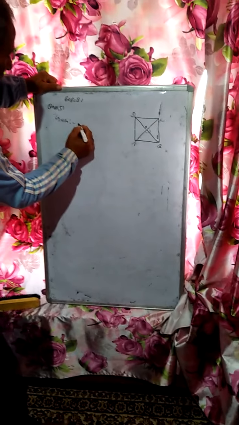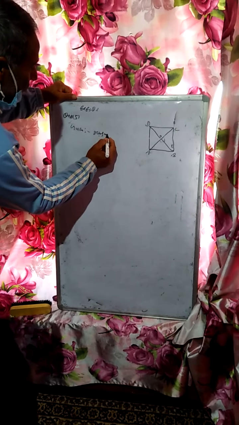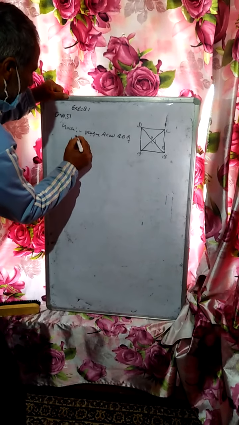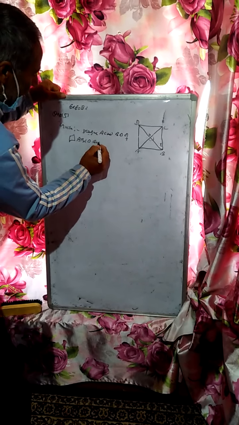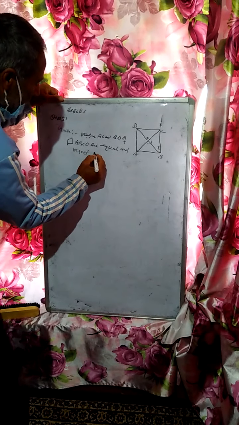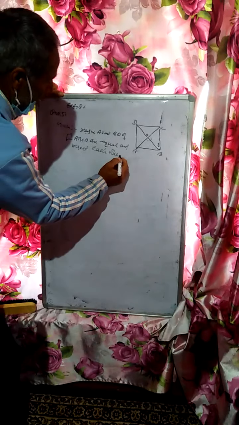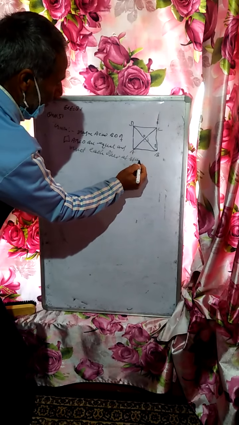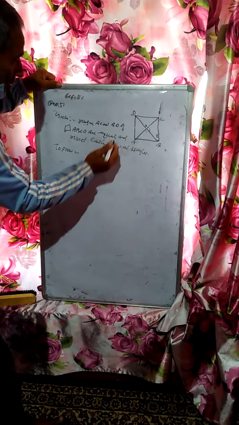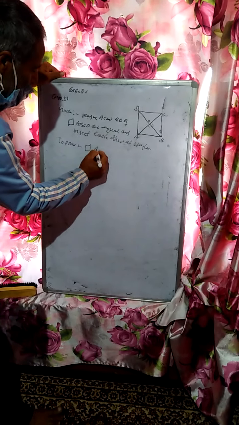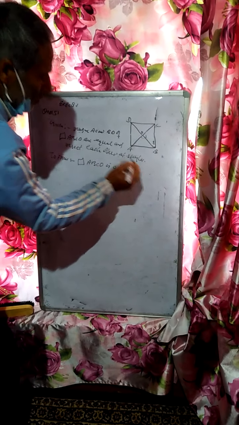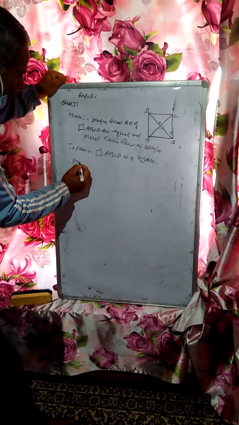So given is diagonals AC and BD of quadrilateral ABCD are equal and bisect each other at right angle. To prove: quadrilateral ABCD is a square. For that, we take proof.